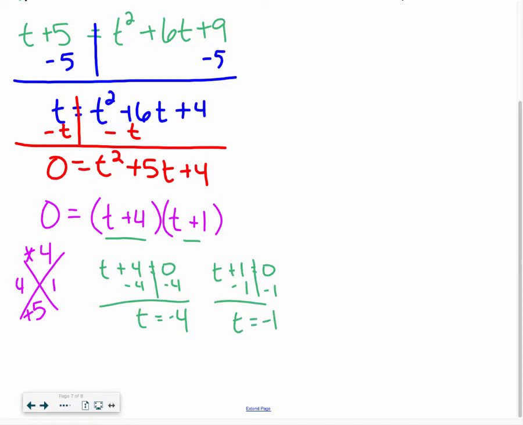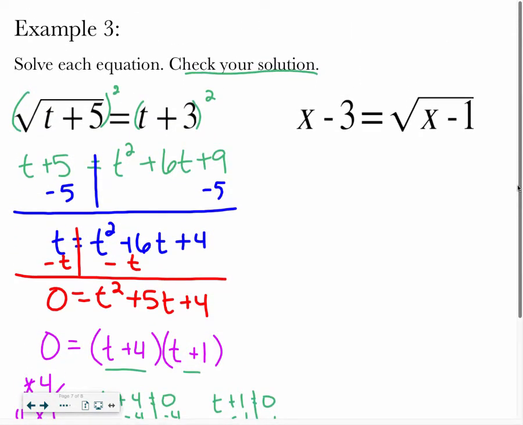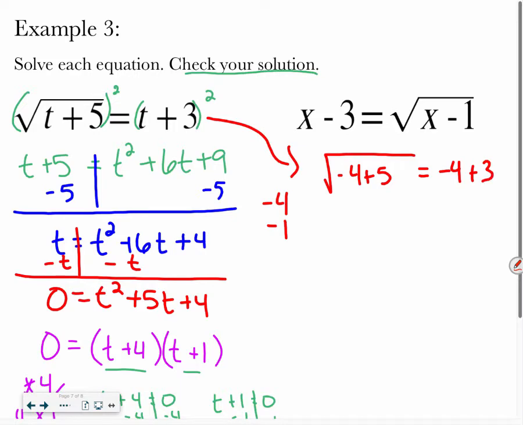Alright, so I have 2 solutions here. But the last thing I need to do is plug those numbers in. So if I plug a negative 4 and a negative 1 in, what happens? If I do the square root of negative 4 plus 5 equals negative 4 plus 3, I plugged it into my original equation before I squared anything. I have the square root of 1 equals negative 1. The square root of 1 is 1. Is that true? No, 1 does not equal negative 1.